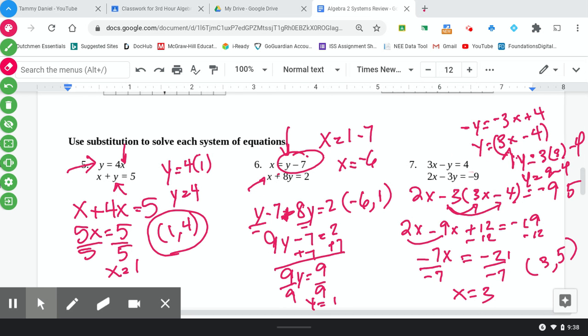Sorry, that's really sloppy, but that's what it is. Okay? All right, that's it for these equations.